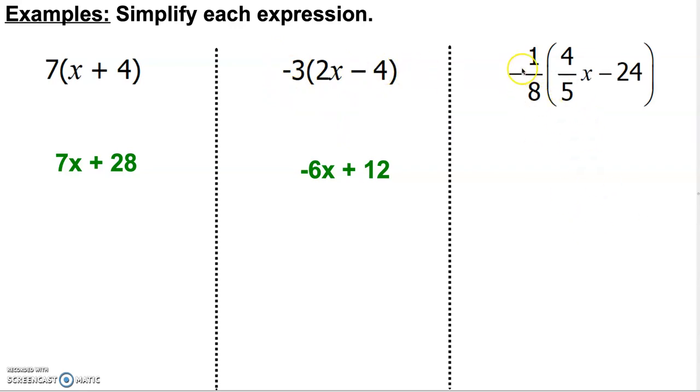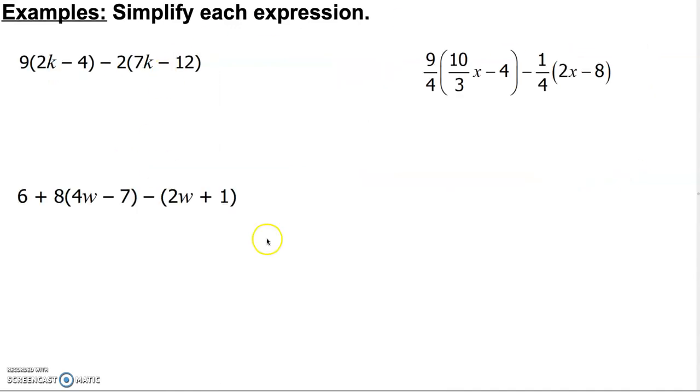Here we're distributing a negative 1/8. So multiplying a negative 1/8 times 4/5, we get a negative 4/40, but that simplifies to a negative 1/10. We have our variable with it, and then negative 1/8 times a negative 24 is positive 24 over 8, which simplifies to 3. These next 3 examples are on your own, and they're combining the distributive property and combining like terms. Make sure to distribute everything where you can, and then combine any like terms you have.